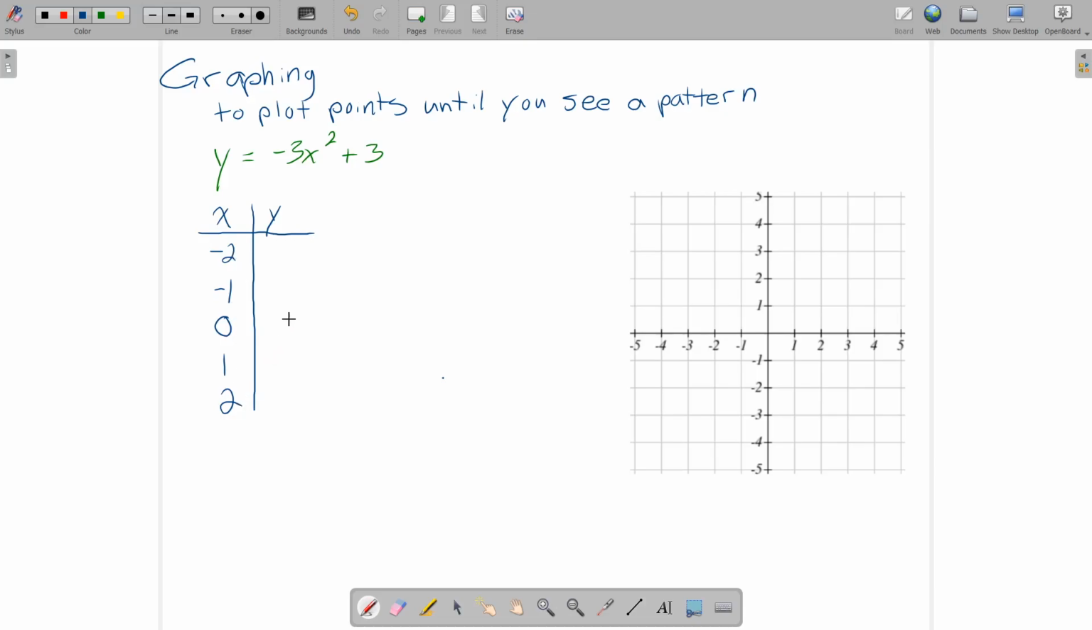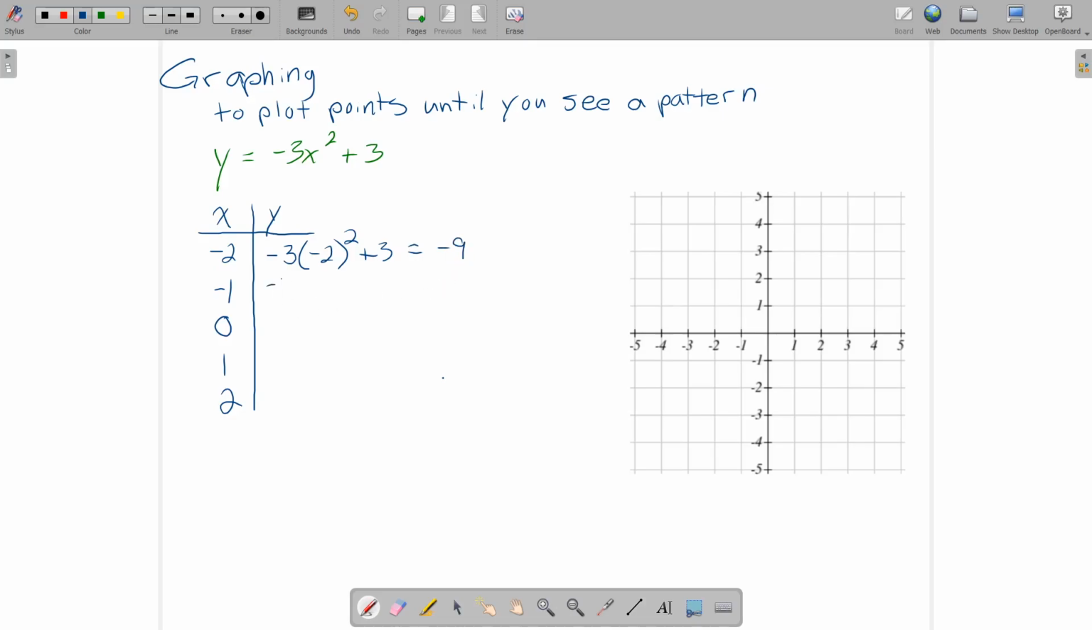And the ones you choose kind of depend. This might be good, this might not. So let's see, if I plug in negative 2 here, I should use parentheses. So we square that, plus 3. And you could whip out a calculator to do that calculation if you want. So negative 2 squared is 4, times negative 3 is negative 12, plus 3 gives me negative 9.